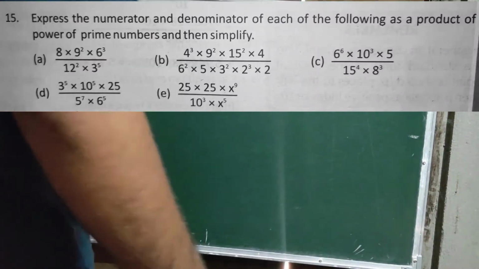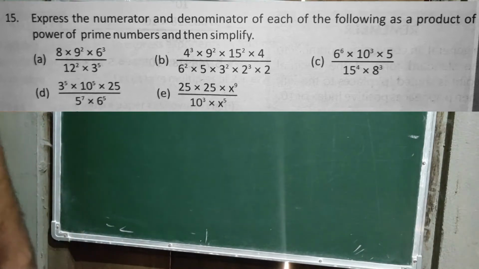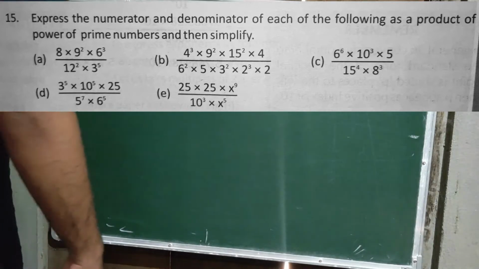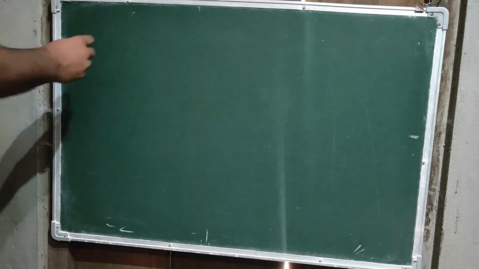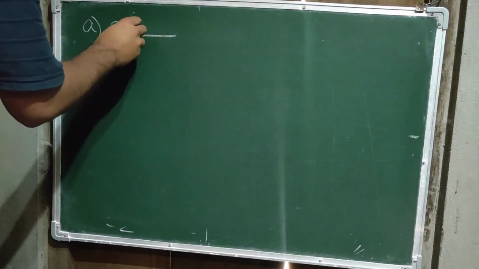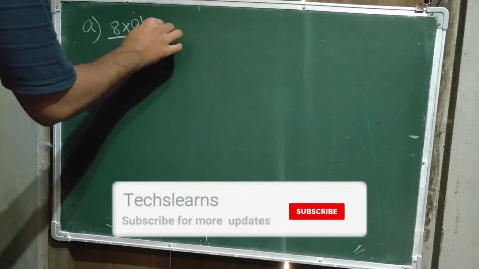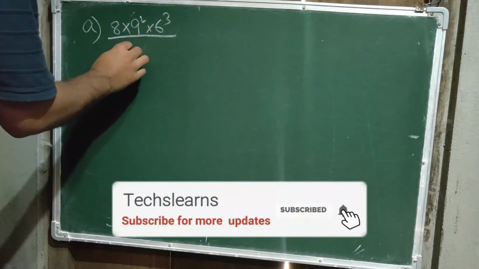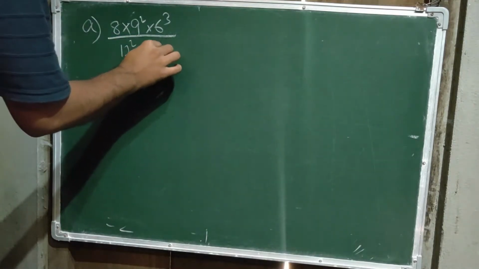So today we'll discuss how to express the numerator and denominator of each of the following as a product of powers of prime numbers and then simplify. Our first question is (8 × 9² × 6³) / (12² × 3⁵).